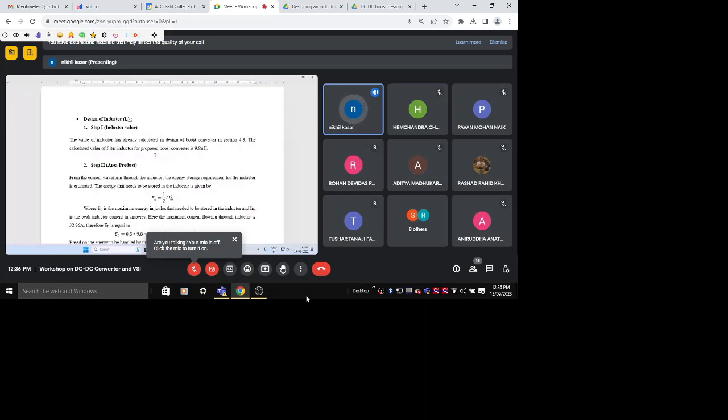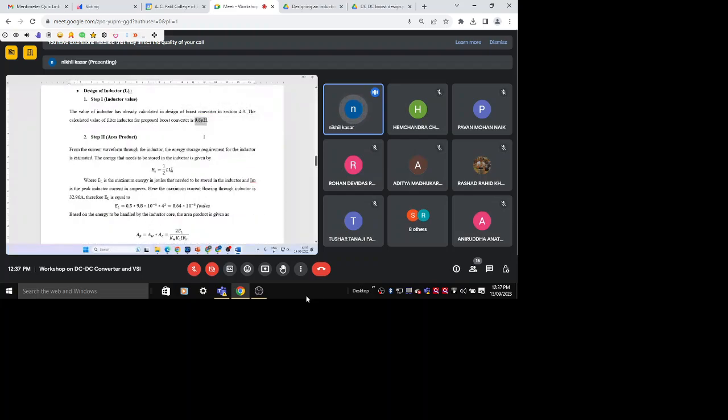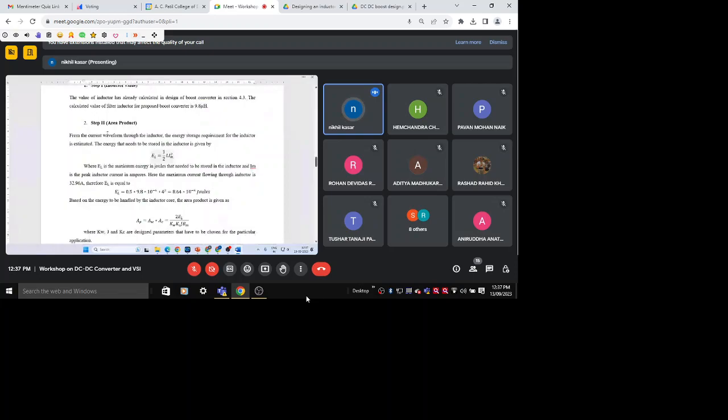We will go to the inductor value, the inductor design of the DC to DC converter, in henry. Okay, here is the most important step of the inductor. For calculating it, we have the step.